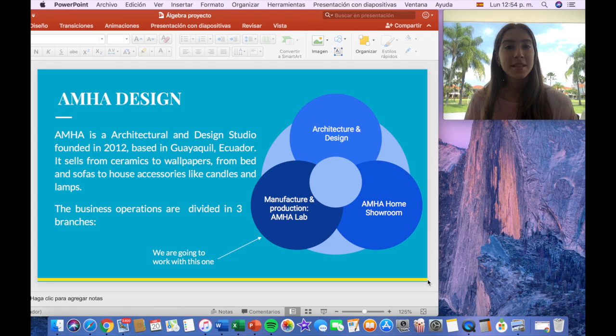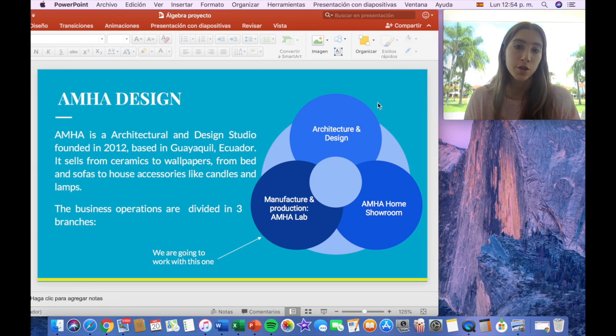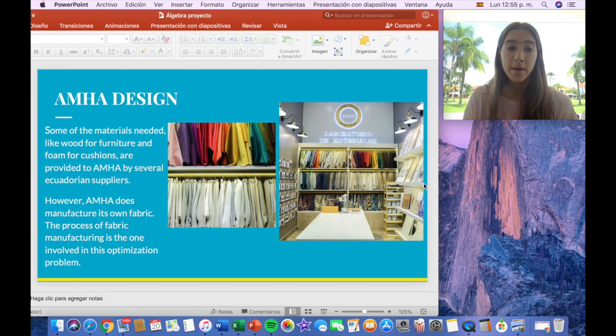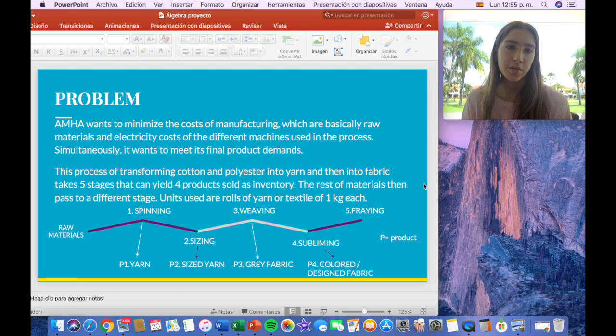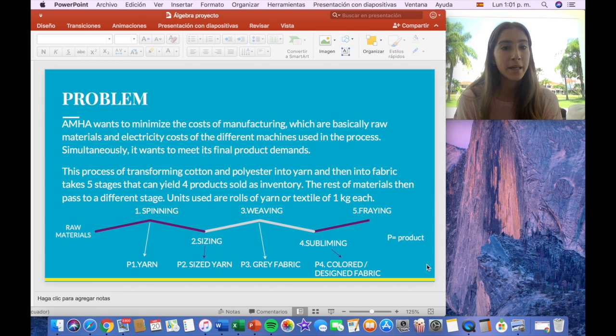AMHA Design is an architectural design studio based in Quito, Ecuador that sells beds, sofas, housing accessories, and many more. Two of its branches are in charge of decorating spaces and selling the final products to customers, but the third one, AMHA Lab, is in charge of manufacturing. Today we're going to talk about manufacturing of fabric, as AMHA wants to minimize the cost of this process, which are basically raw materials and electricity costs, and simultaneously meet its final product demands.